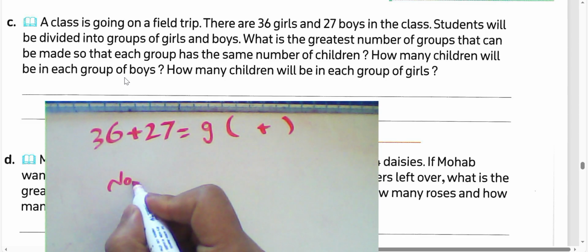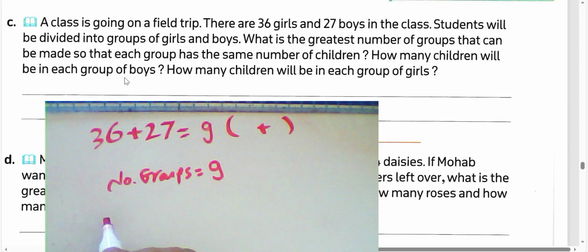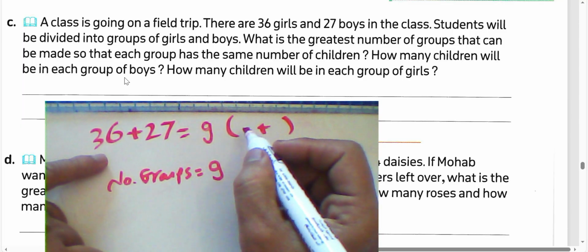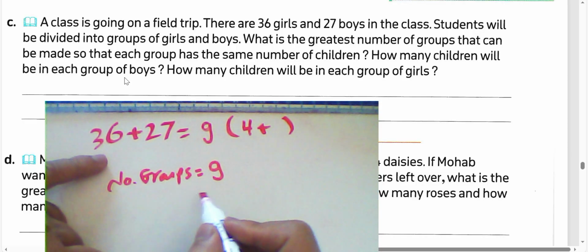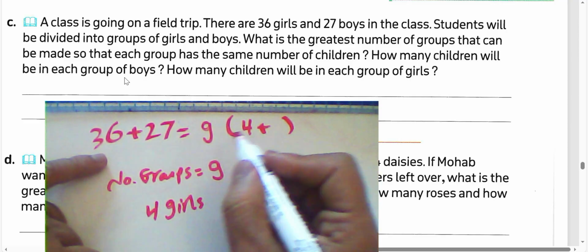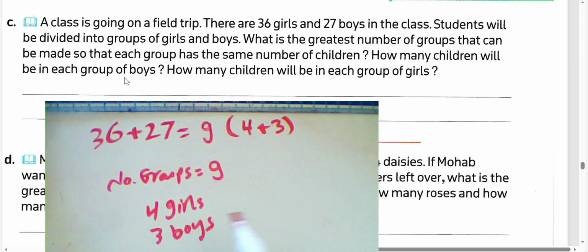Then the number of groups will be equal to 9. And we have 36 girls divided by 9 equals 4, then we have 4 girls in each group. And 27 divided by 9 equals 3, then we have 3 boys in each group.